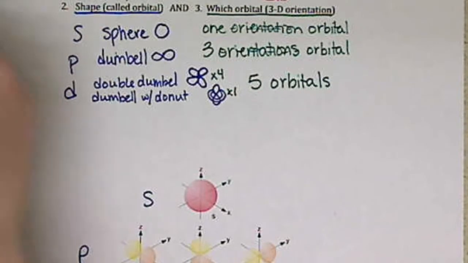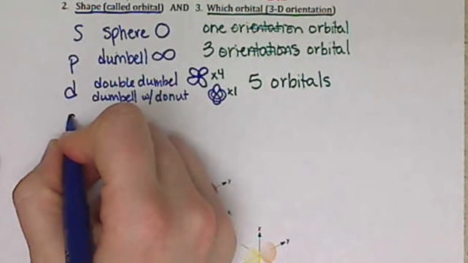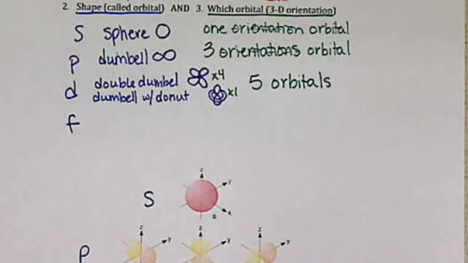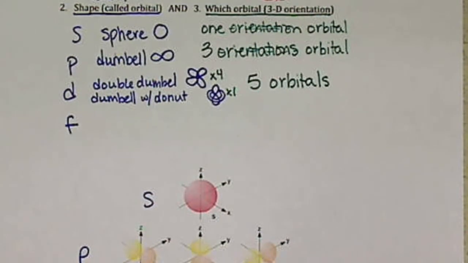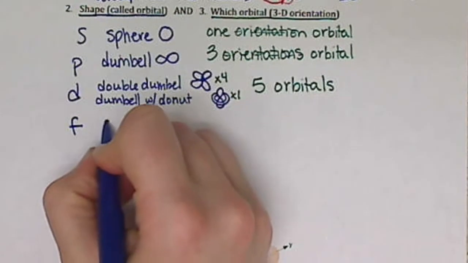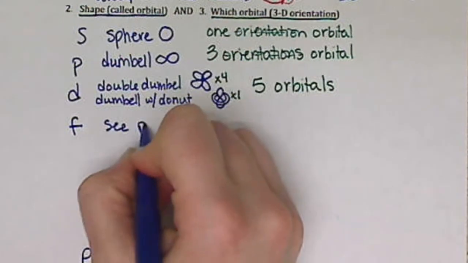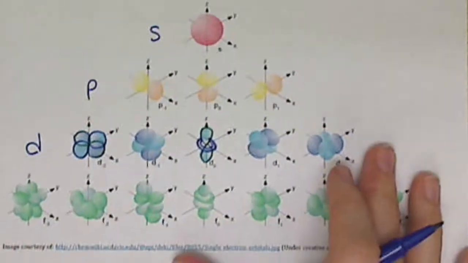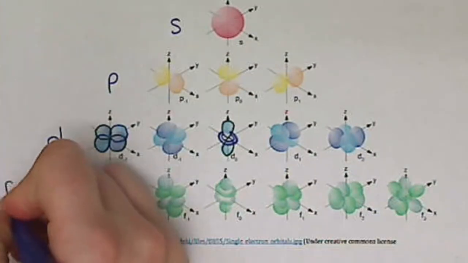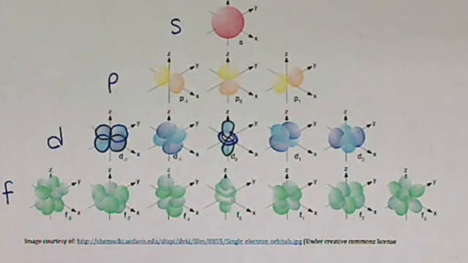Our 4th shape is an F orbital. These ones get a little complicated. Most of them are a double D orbital or a double dumbbell. Okay, that's a mouthful. It's just easier to see the picture rather than to try and describe them or draw them. And these ones down here are the F orbitals.